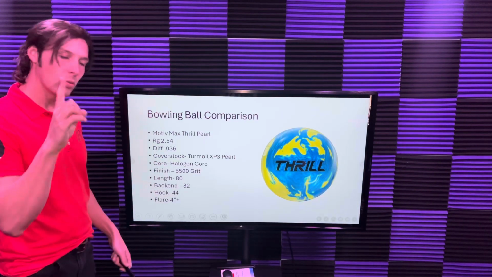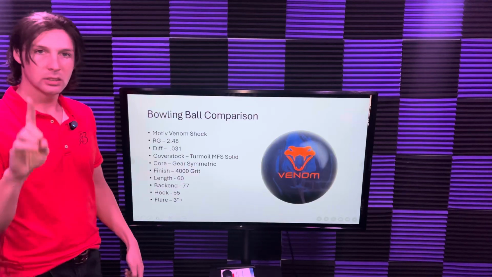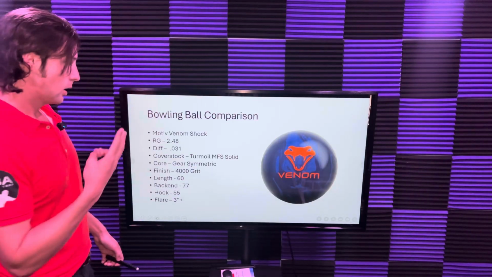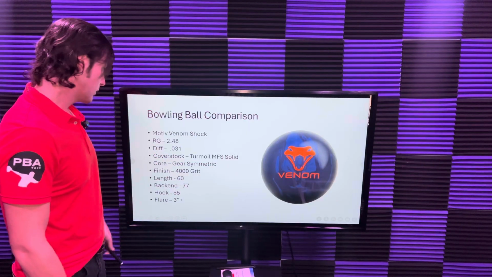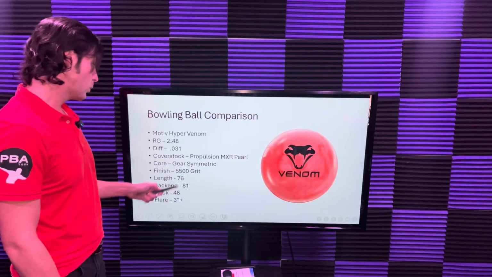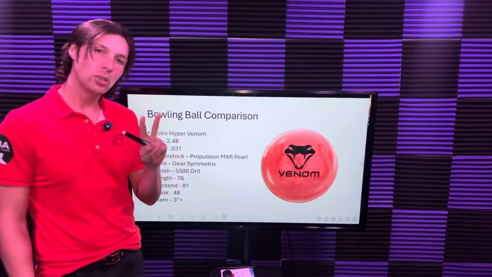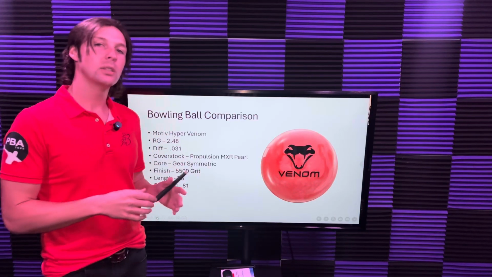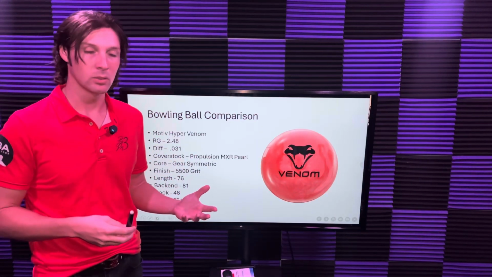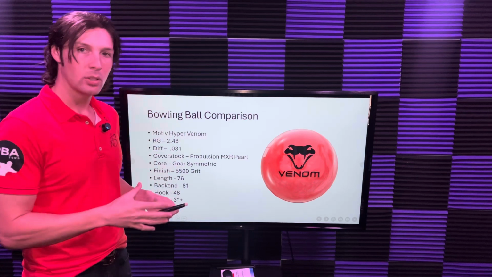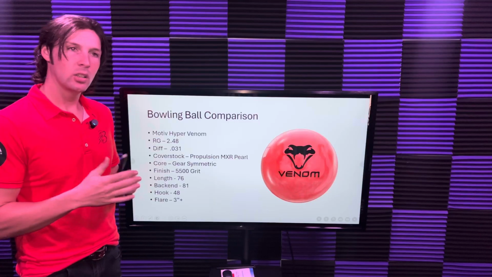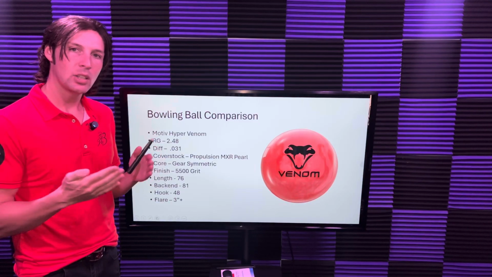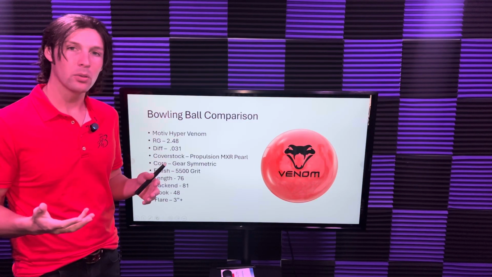Now I'm going to do one more comparison here. All right, so this is the second comparison. This is the Venom Shock, and this is the Hyper Venom right here, which are two similar bowling balls, which is totally different than what the first bowling ball comparison was. The reason I want to do this is because when you have two balls that are very similar, you gotta know which one you need, or if you need both.